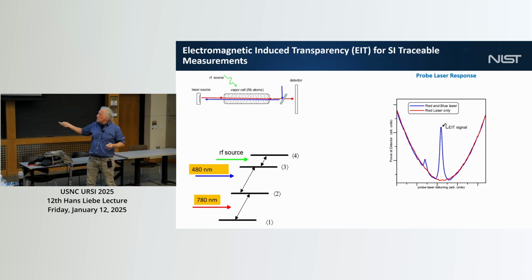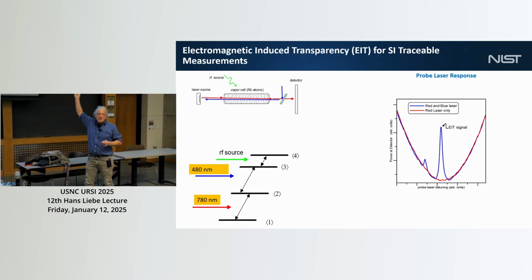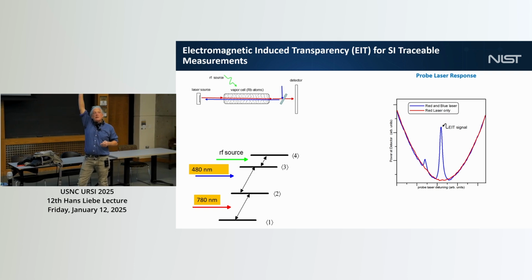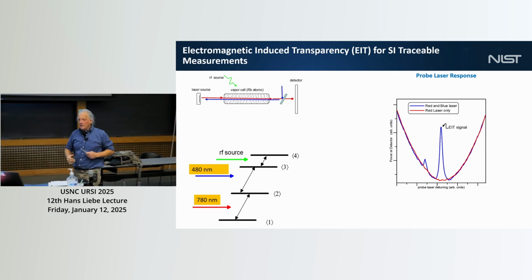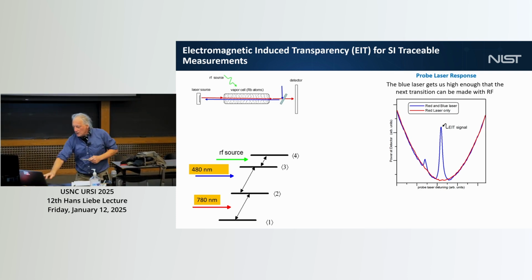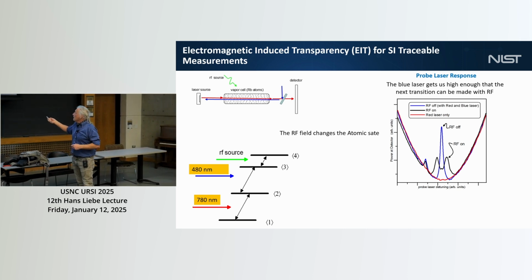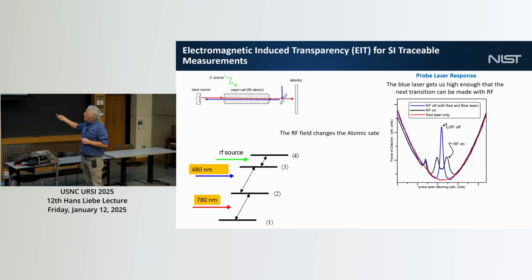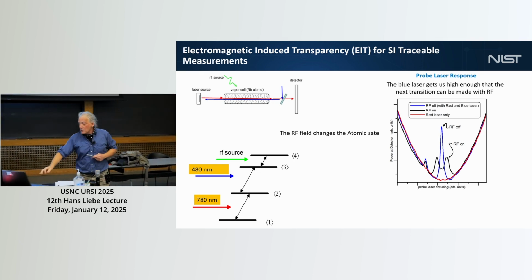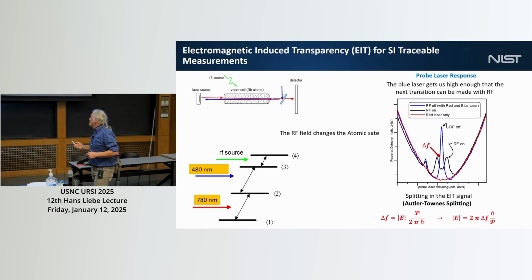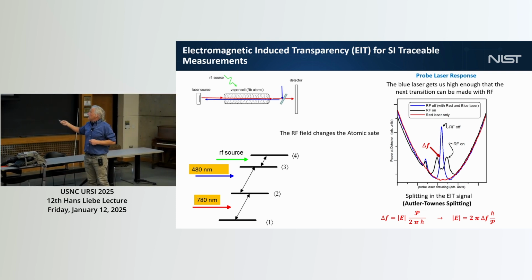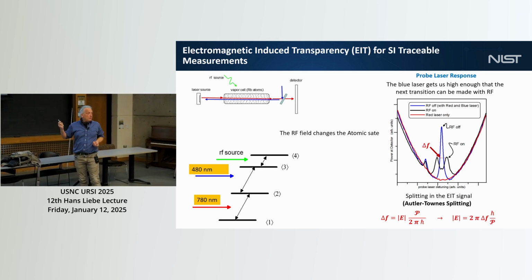Our trick is we choose this color light here such that we drive this atom up to this Rydberg state. When it gets up to this Rydberg state, now an RF photon can couple into the next atomic level. When we do that, we basically alter the atomic state, and this EIT line splits into two. With a little bit of atomic physics, we can determine what the separation of those lines is. The splitting is directly related to the amplitude of the applied field, and this is on the order of megahertz.